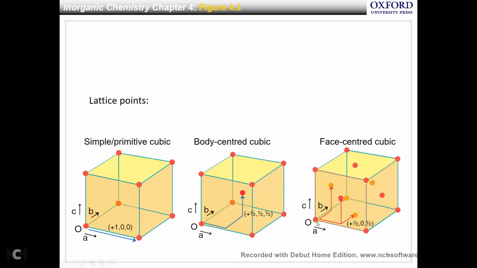All right? And then you can look at this one as well. So this one, 0A, half B, half C. So the coordinates are 0, half, and half. All right. And similarly, you can look at this one. If you look at this one, you have half A, half B, and 1C. So the coordinates of this lattice point is half, half, 1.